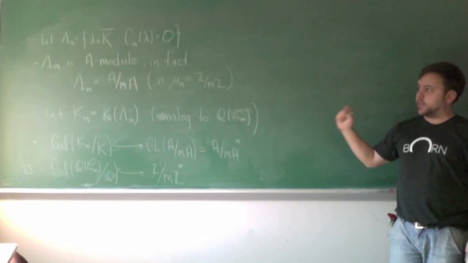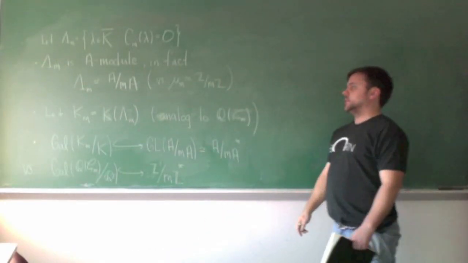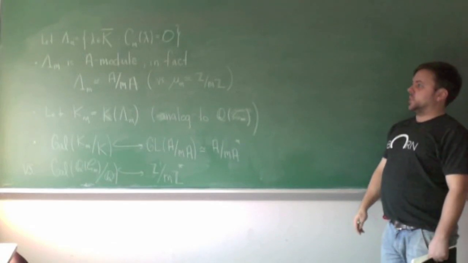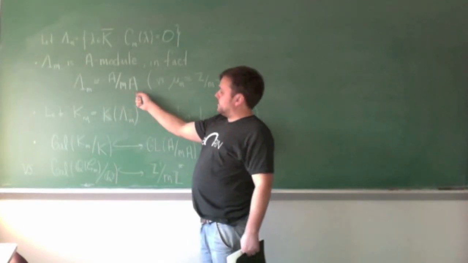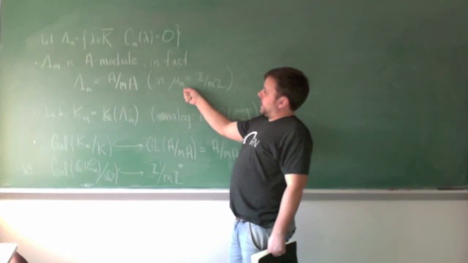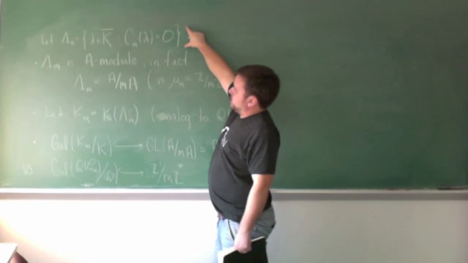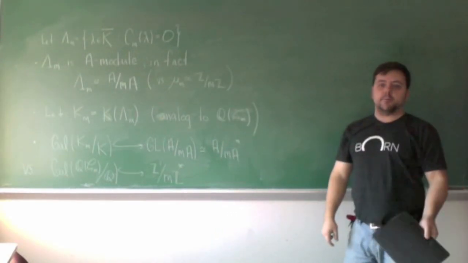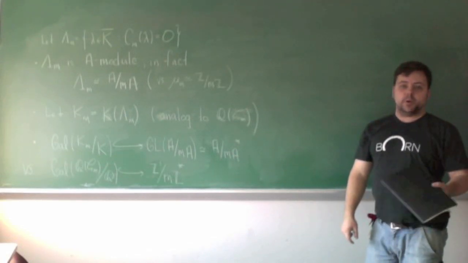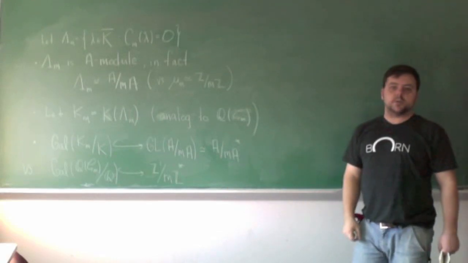So A acts on lambda m in the Carlitz way. We know that lambda m is an A module, and in fact lambda m is isomorphic to A mod MA. This is analogous to the number field setting, where the analog of lambda m is mu m, the mth roots of unity, and we know the mth roots of unity is isomorphic to Z mod mZ. So this is starting to look pretty good.